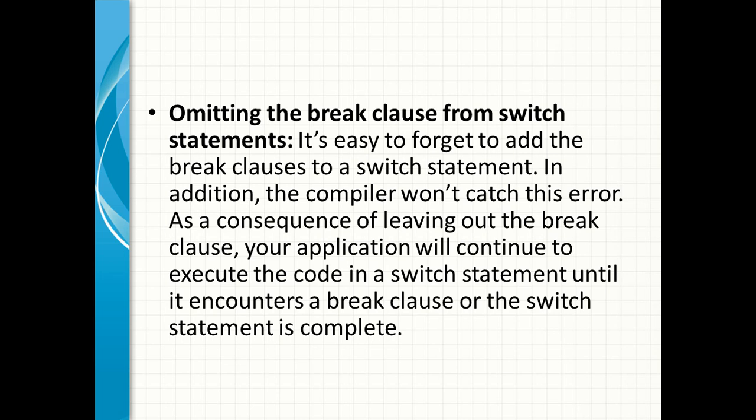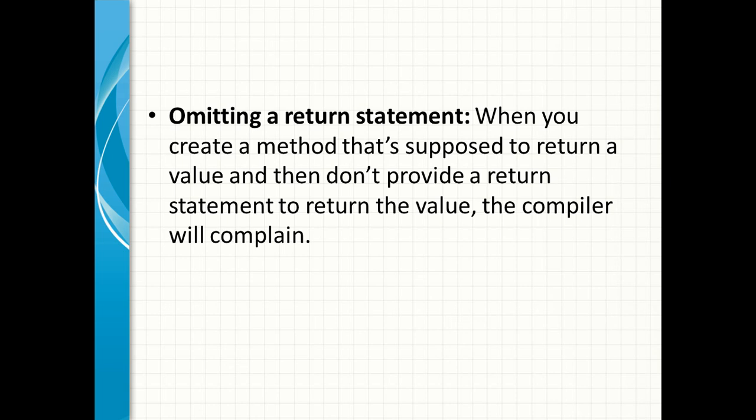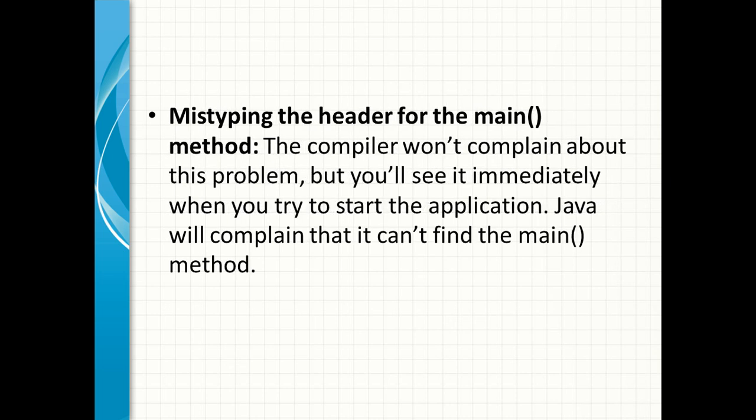Omitting a return statement. When you create a method that's supposed to return a value and then don't provide a return statement to return the value, the compiler will complain. Mistyping the header for the main method. The compiler won't complain about this problem, but you'll see it immediately when you try to start the application. Java will complain that it can't find the main method.